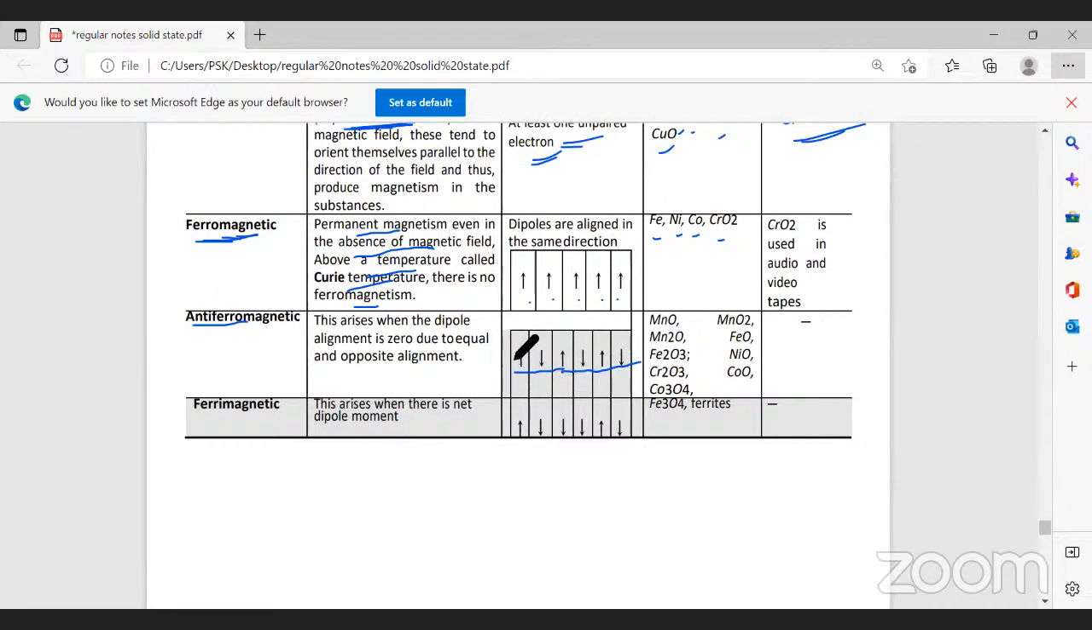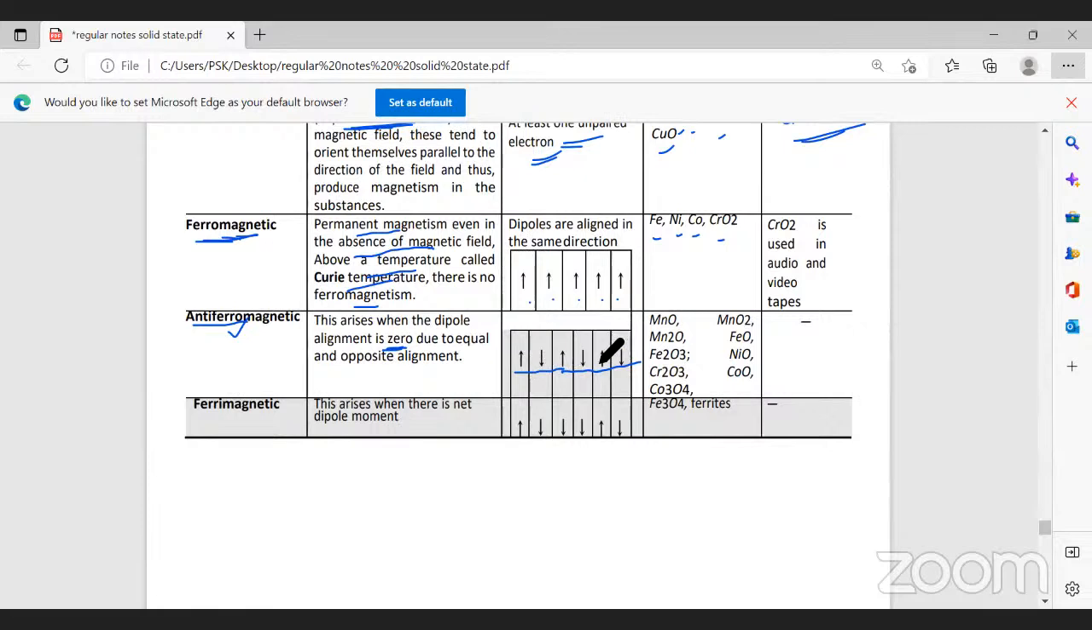Now one is upward orientation, the other one is downward. Upward, downward, upward, and downward. Now the alignment of unpaired electrons is in the opposite direction. Equal number of unpaired electrons are in the opposite direction. Therefore, the magnetic moment will be zero, or the magnetic property will be zero. Those kind of materials are called antiferromagnetic.